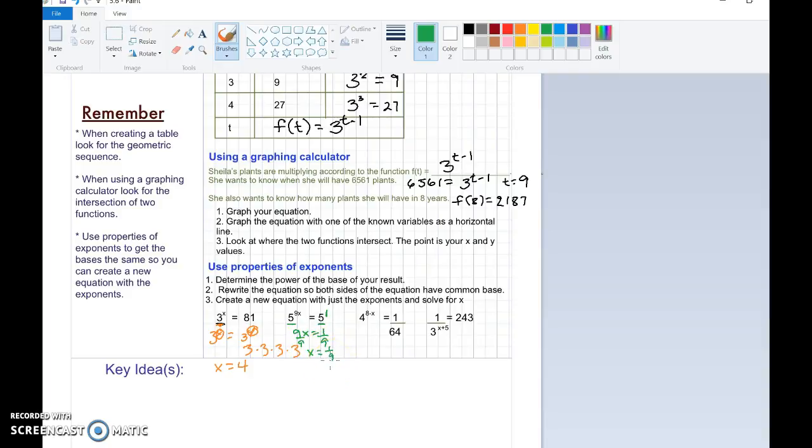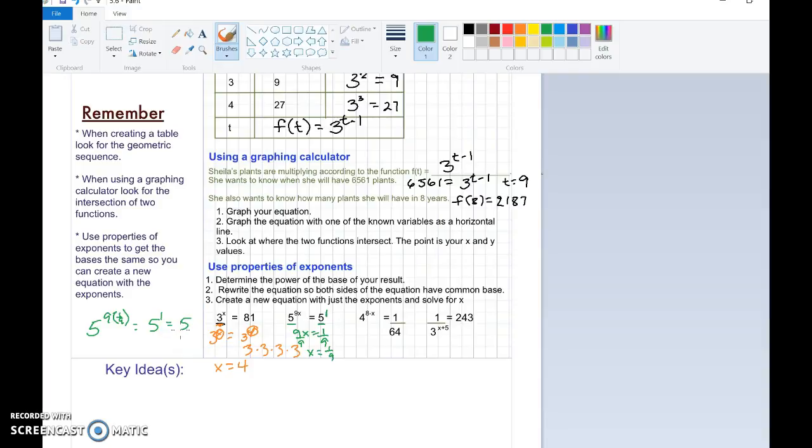And we could check that by replacing the 1/9 in for x. If we said 5 to the 9 times 1/9 power, 9 times 1/9 is 1, so that is really equal to 5 to the 1st power, which is equal to 5. So we know that we came up with the right solution for x.